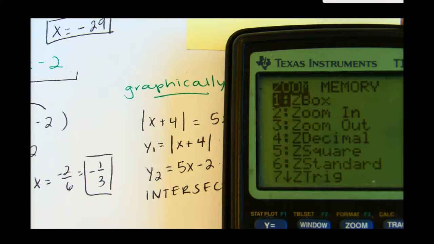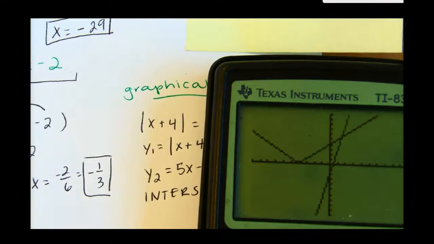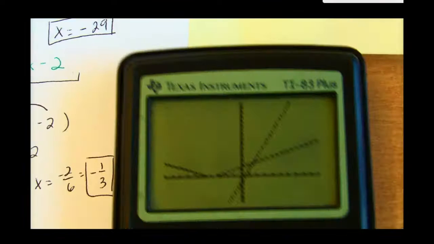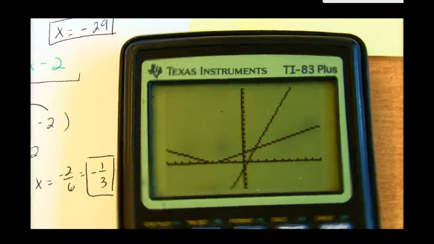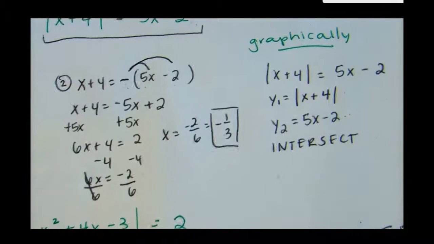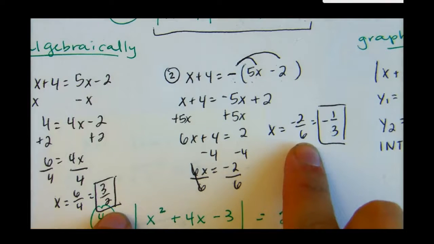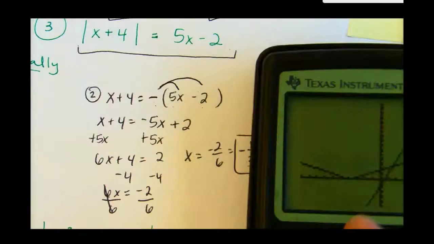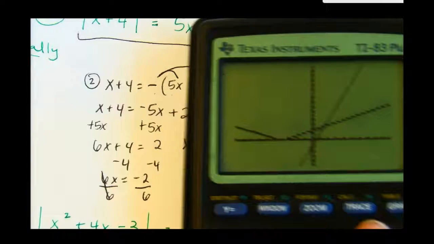When I graph that in my standard window, I'll be able to see at least one intersection. Maybe there's another one going on up at the top. I've already solved this equation, and I've found two different roots. So it's kind of weird that on my graph there's only one intersection. Let's see which one it is.